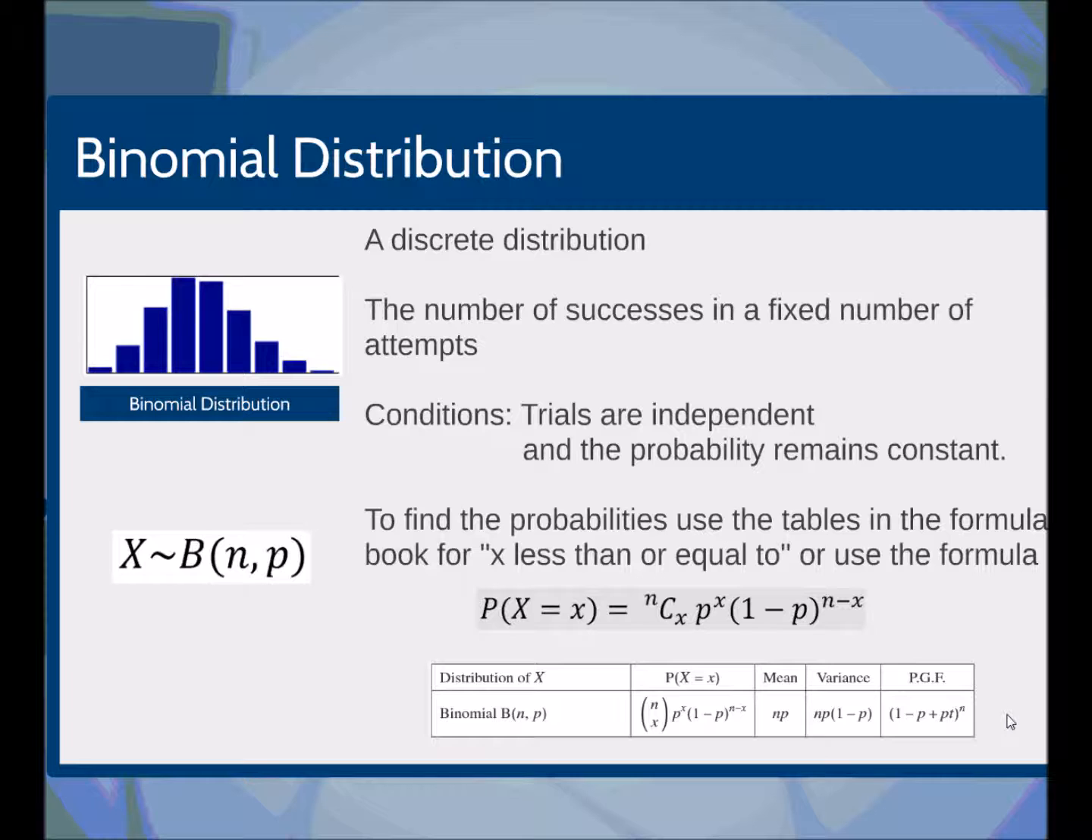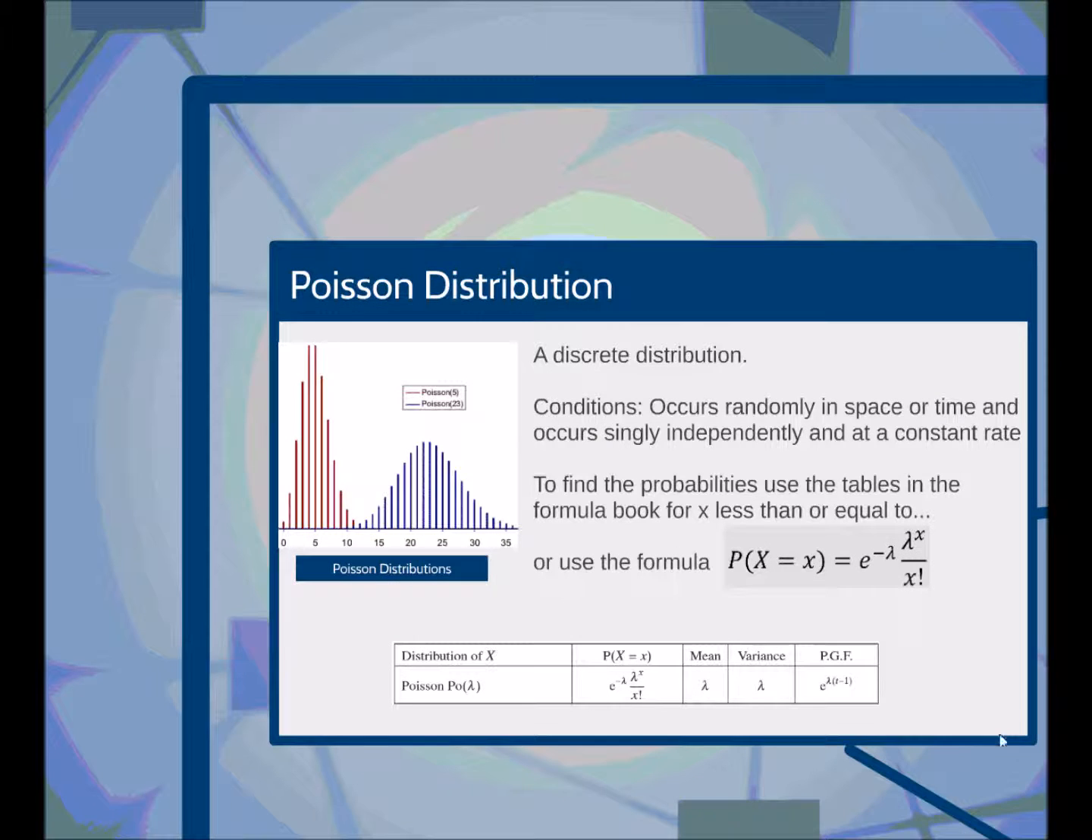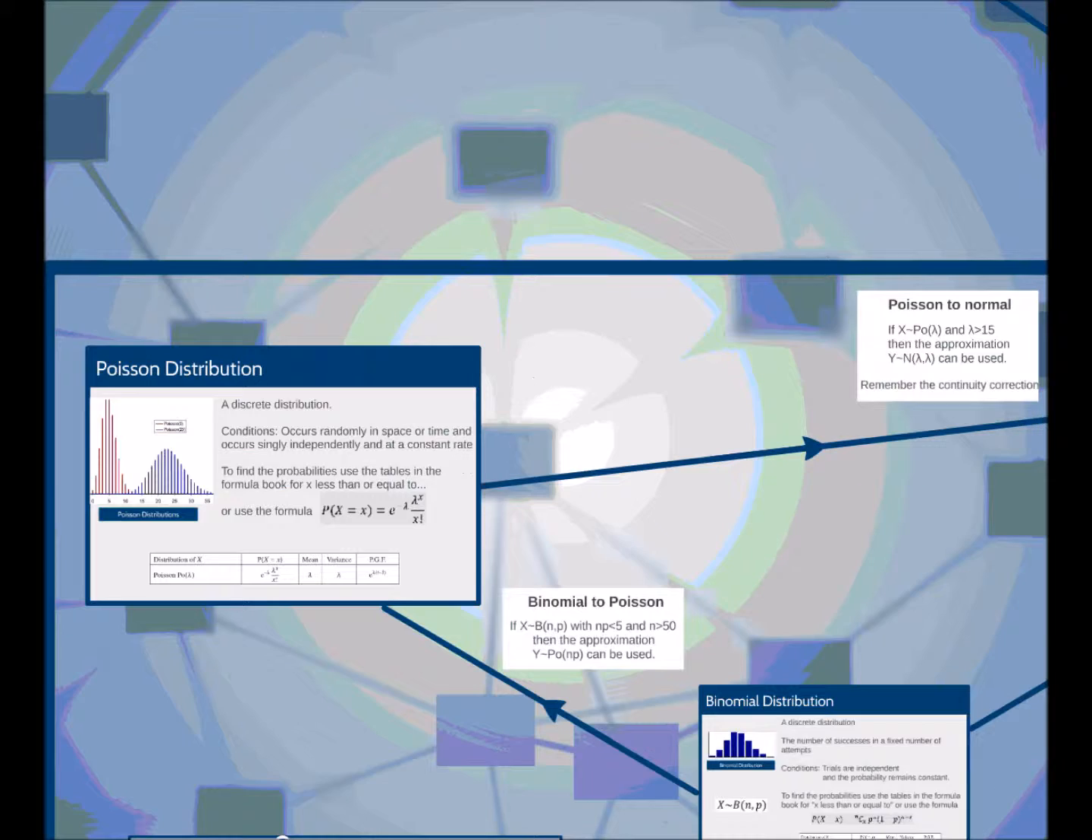The other distribution that we've met, which is a discrete distribution in Stats 2, is the Poisson distribution. And the conditions for that is that the event occurs randomly in space or time, and it occurs singly, independently, and at a constant rate. Again, to find the probabilities, we're going to use the tables in the formula book for X is less than or equal to, or we can use the formula that we're given in the formula book.